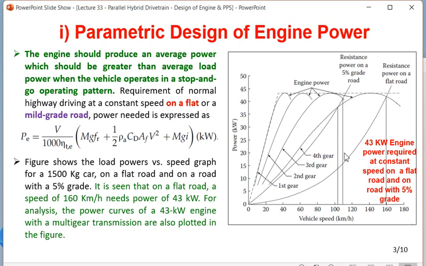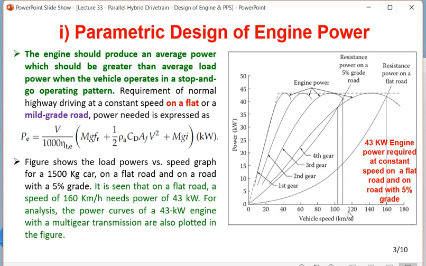In that case, to generate the same speed, around 105 kilometer per hour, the vehicle has to produce 40 kilowatt power. So this is the strength of the graph. If you can read the graph properly, it tells you a lot of things. So again, I am going to explain.